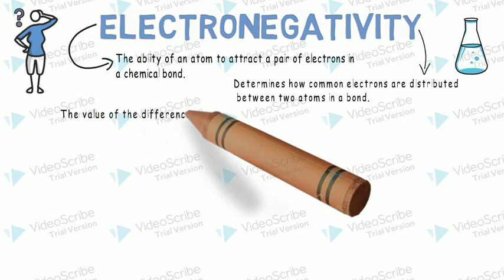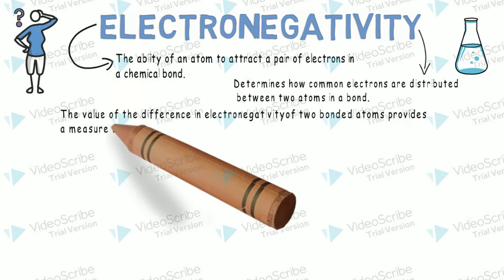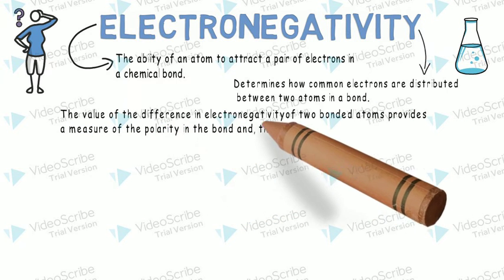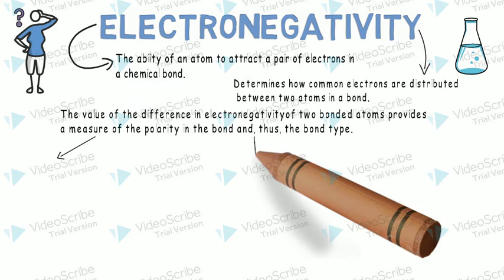The value of the difference in electronegativity of two bonded atoms provides a measure of the polarity of the bond, and thus the bond type. Today we talk about three types of chemical bonds.